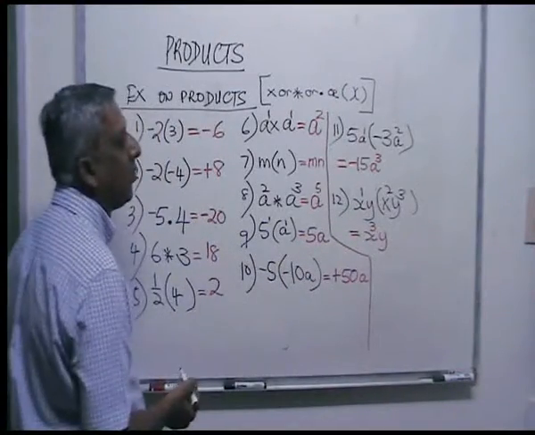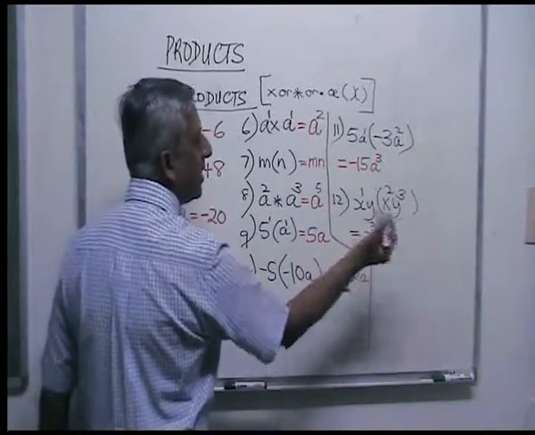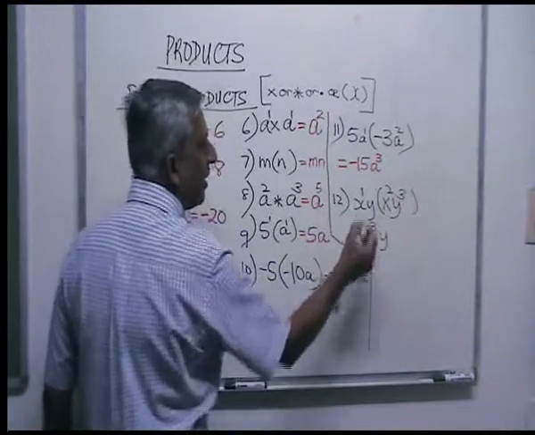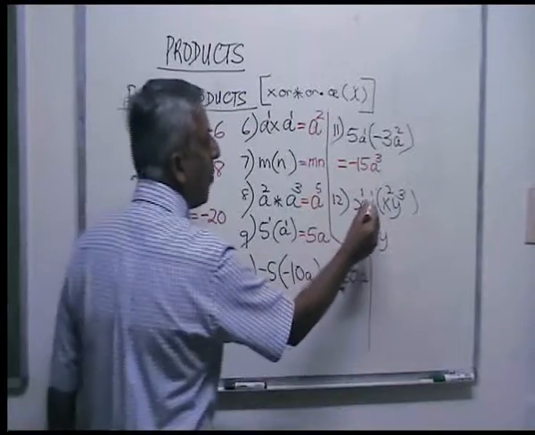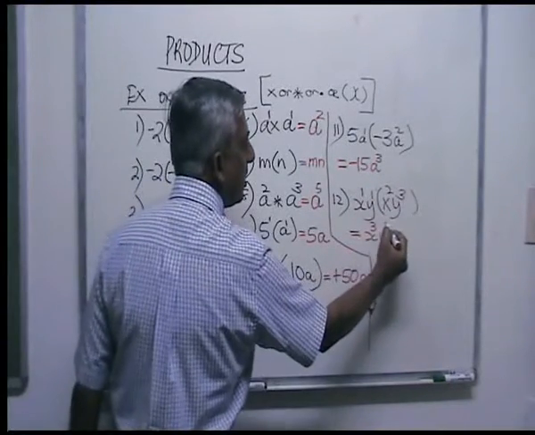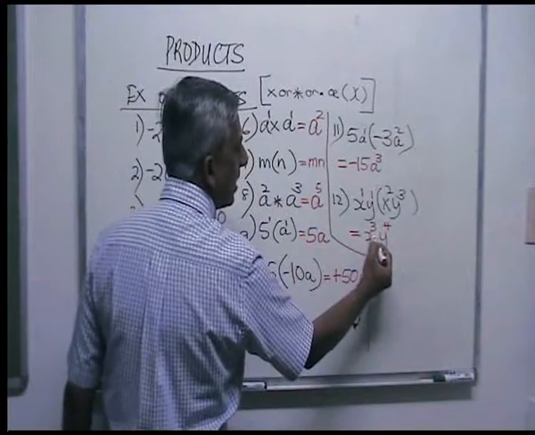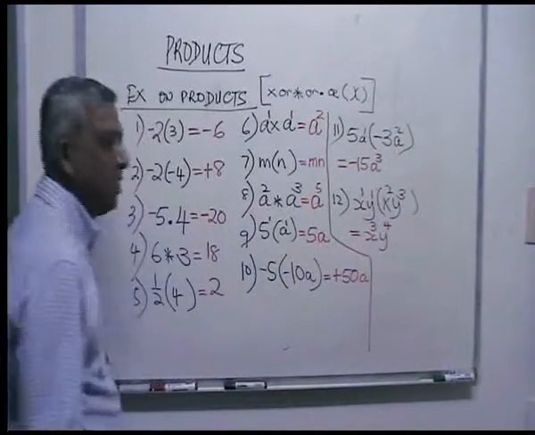Now we're going to look at y. The base is y, the base is y. The index here is understood to be 1, so there's the 1. 1 plus 3 gives me 4. So it's x cubed y to the 4.